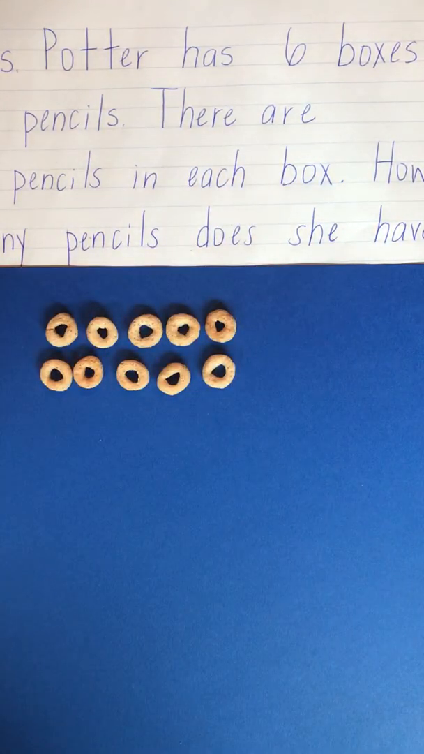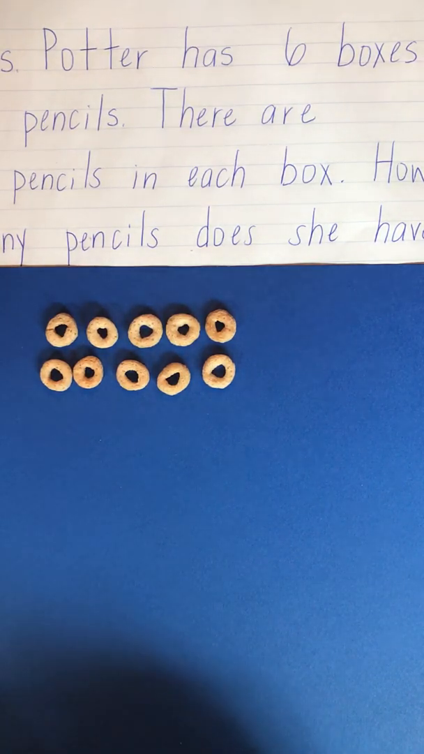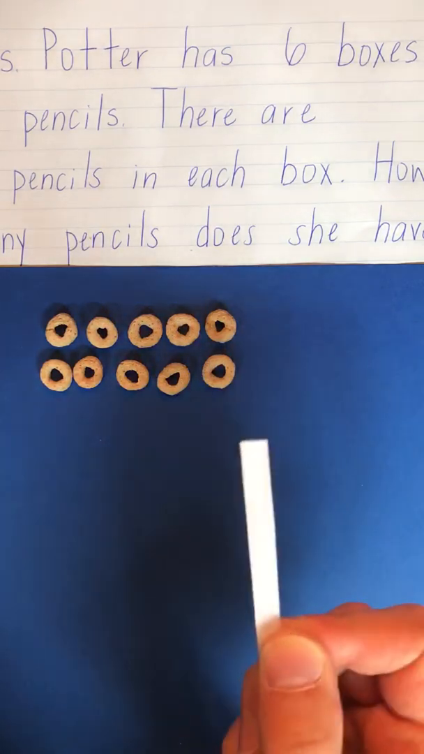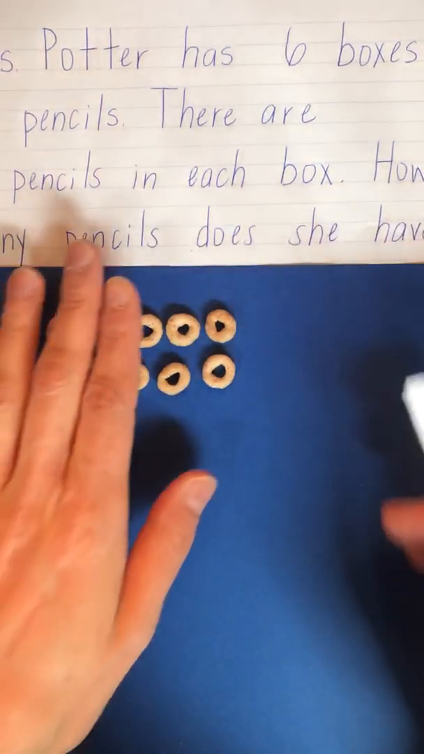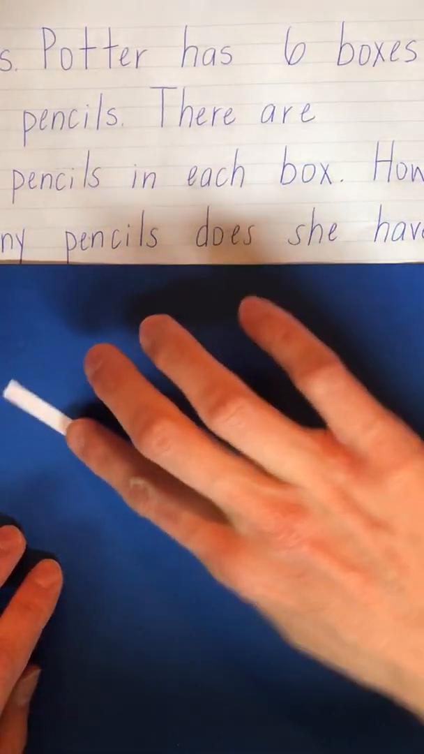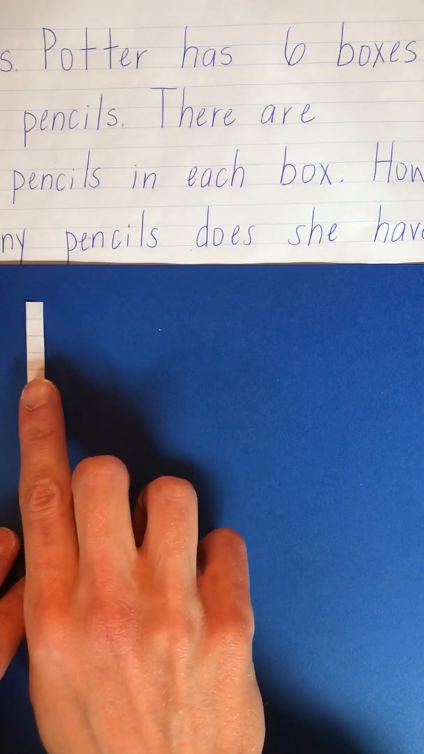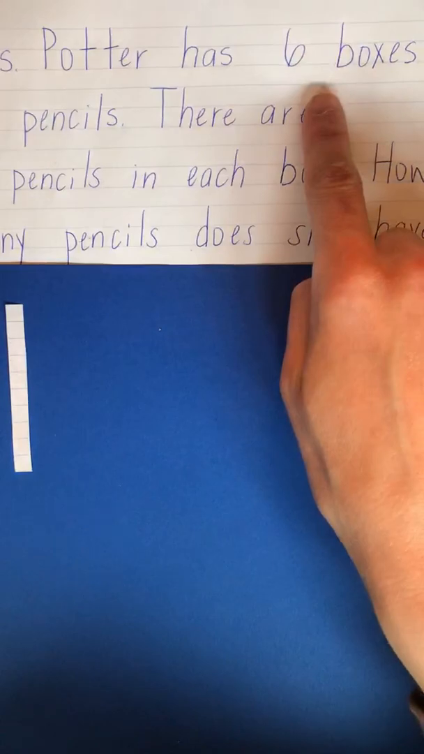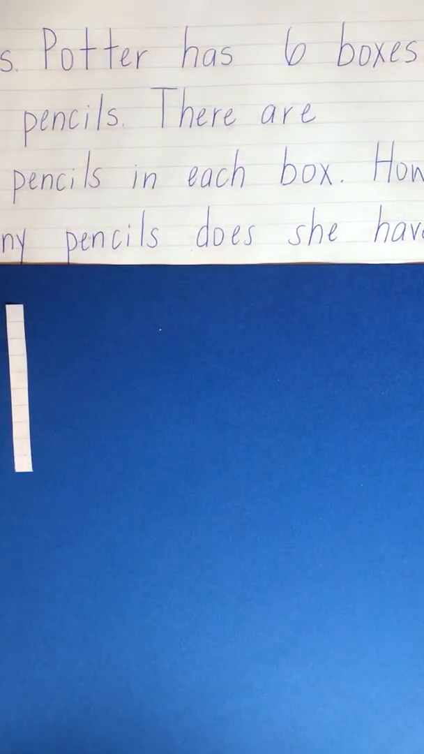As I'm using my Cheerios to show 10 pencils, I'm remembering that there's a much faster way that I can show 10. Do you remember what it is? That's right, you can trade in your 10 Cheerios or your 10 cubes for 1 ten. So I'm going to do that. I'm going to move my 10 Cheerios out of the way, and I'm going to use one group of 10 instead. Now the problem says that there's 6 boxes of pencils, so I need to keep going.